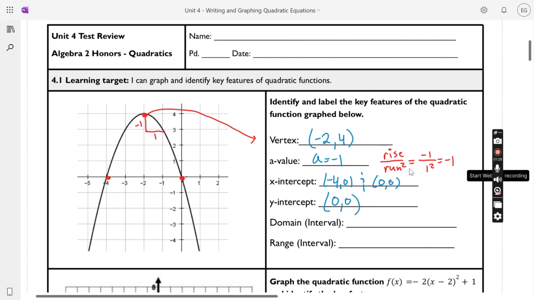Now for domain and range, it's asking for us to write it in interval notation. Meaning for domain, we got -infinity to +infinity with 2 parentheses on the side. Now for range, it goes all the way down, which is -infinity, and then all the way up to 4. And this time we want to write that with a bracket, because that bracket means that we're actually at that point.